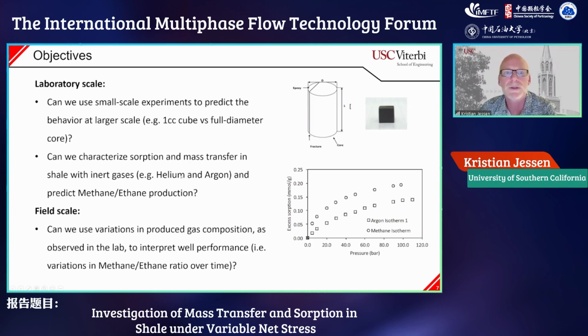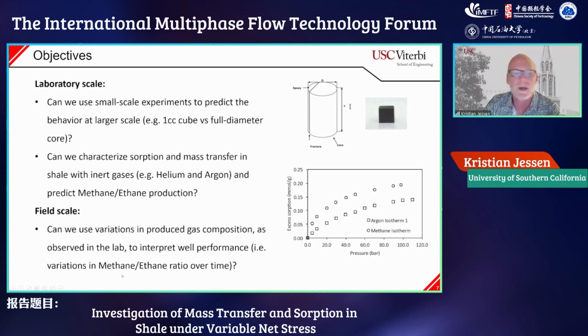We like to work with inerts, such as argon, which adsorbs just like methane does, but slightly less, as you can see over here. So basically, we try to jump scales and work with different gases and translate the behavior we observe from one gas to another gas to build this understanding of these materials and the mass transfer therein. And as we go through this, really what we're trying to understand is if we can learn from these types of studies and use variations in the produced gas composition.